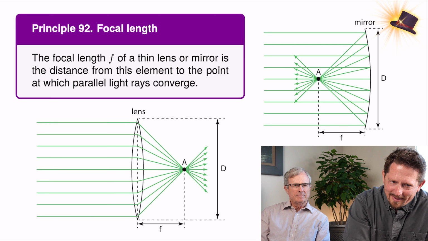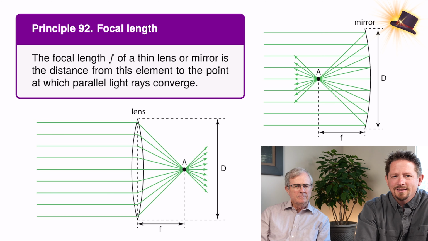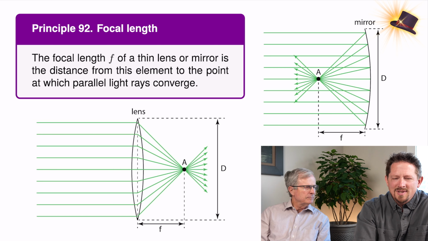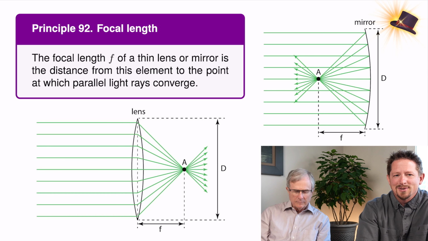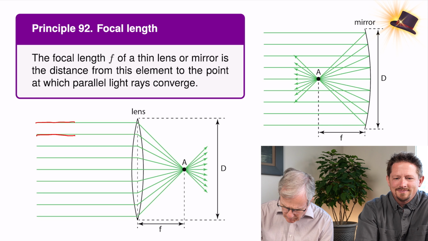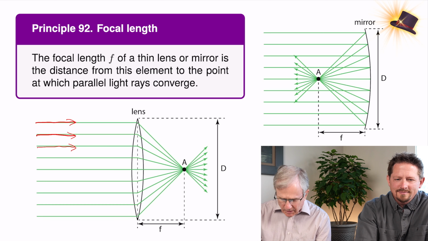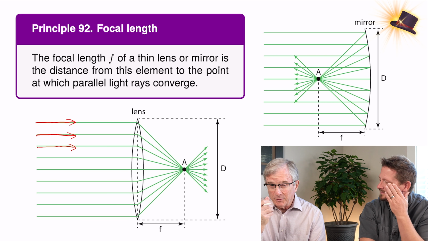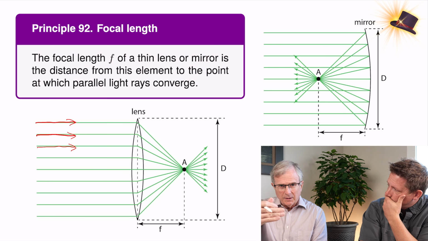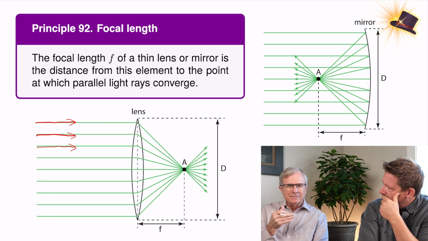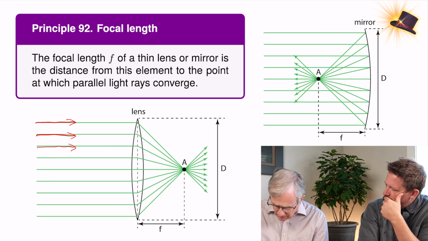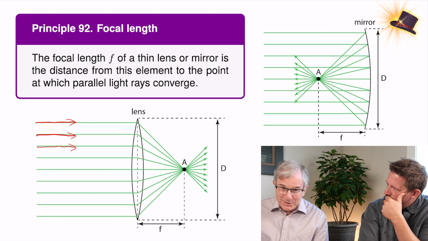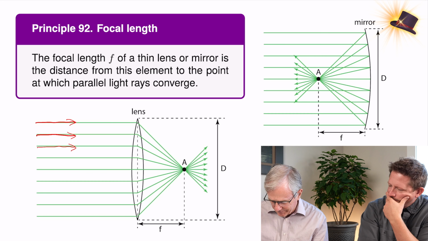Principle 92, focal length. The focal length of a thin lens or mirror is the distance from this element to the point at which parallel rays of light converge. So these are the parallel rays coming from, say, space or a distant star. If you get far enough away from a star, all those light rays that are arriving to you are parallel to each other. So then you stick in a thin lens. The calculations are easier for thin lenses than they are for thick ones.